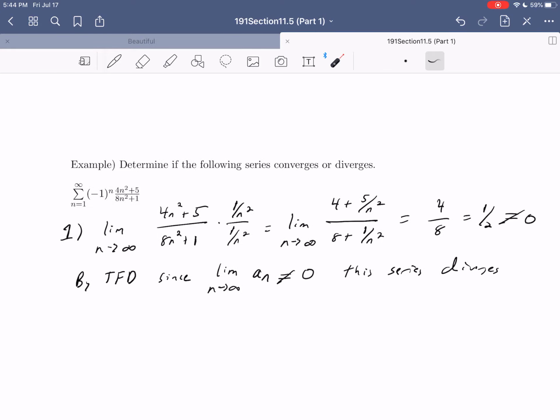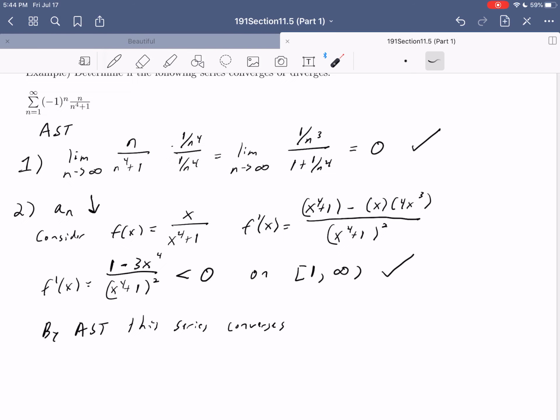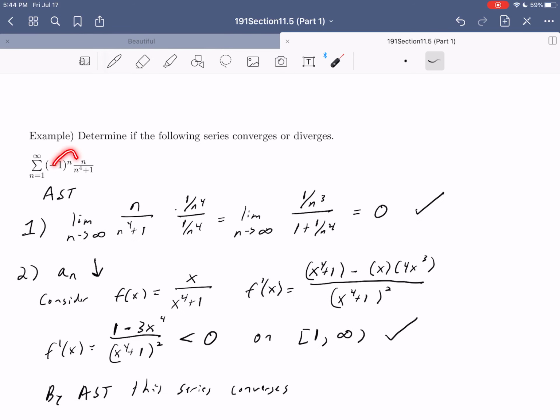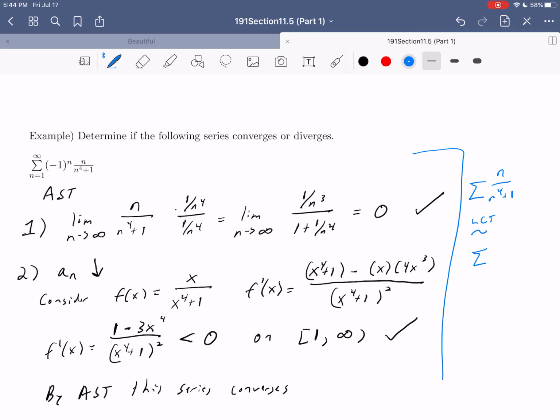Let's go ahead and think about that for the very last one that we did. What would have happened if this hadn't had that minus 1 to the n? Well, if you think about it, if we had actually had sum n over n to the fourth plus 1, it probably wouldn't be hard to use something like an LCT to compare that to 1 over n cubed.